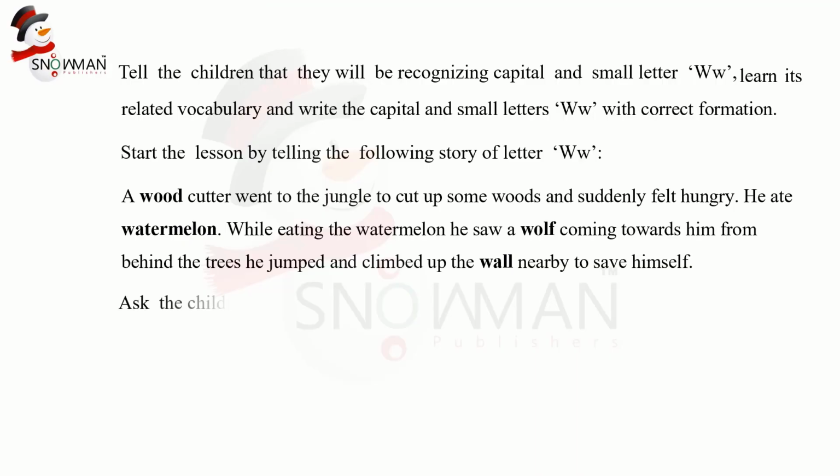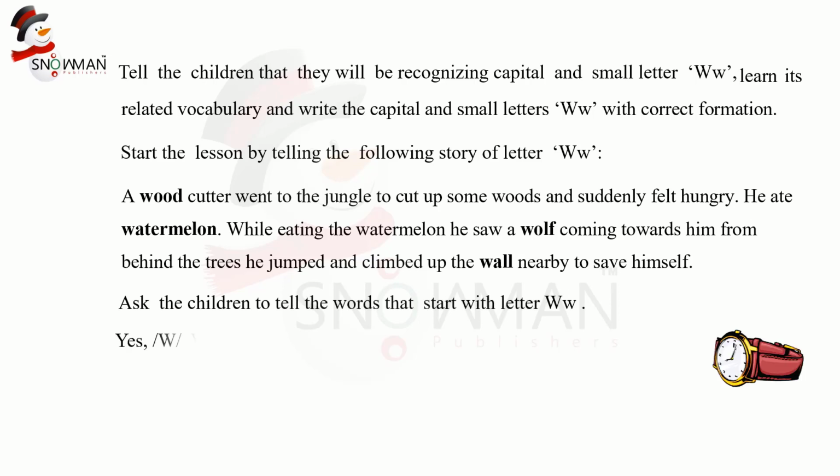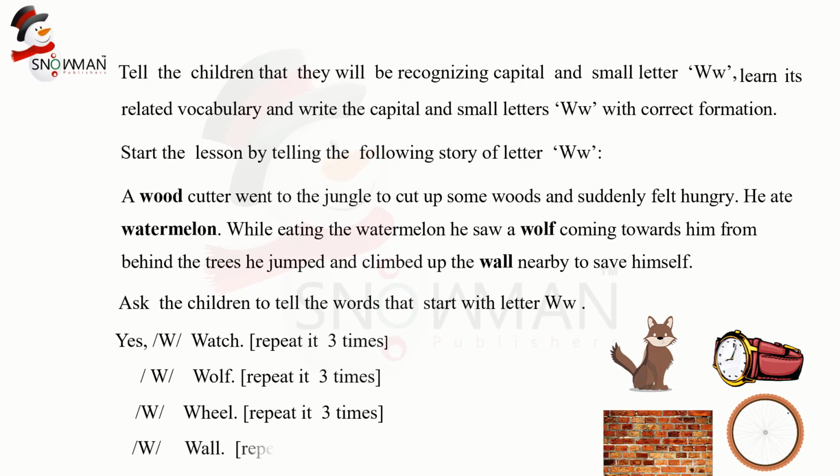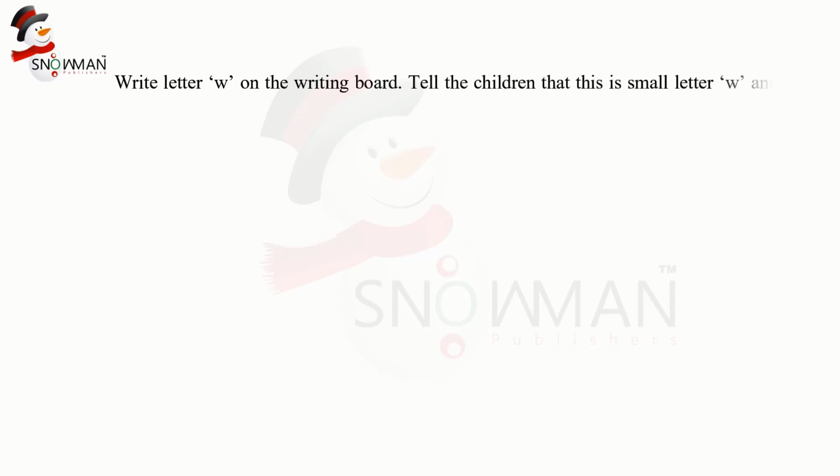Ask the children to tell the words that start with the letter W. Yes, watch. Wolf. Wheel. Wall. Write the letter W on the writing board. Tell the children that this is small letter W and it says V.